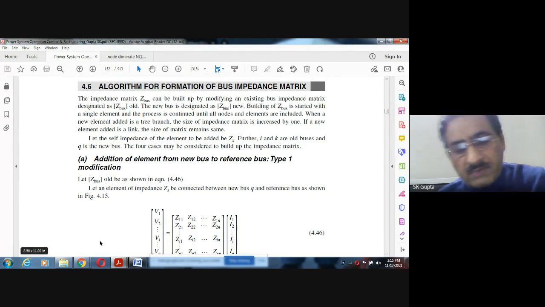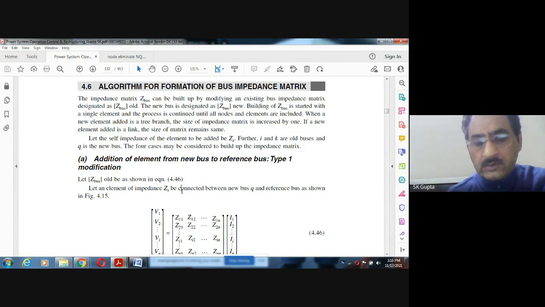When you take transmission lines one by one, we will see whether it is connected from a new bus to the reference bus, or from an old bus to the new bus, or from an old bus to an old bus, or it can be connected between an old bus and the reference bus. So there can be four methods.